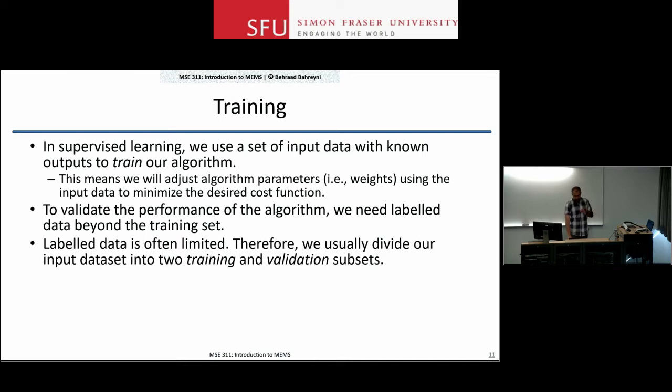So training, as we mentioned, is setting those weights. Because labeled data is often expensive, what you do is take whatever data you already have and divide it into two segments. You train your algorithm with a portion of that data and test your algorithm with the remaining data that your algorithm hasn't seen. We have a training data set and a validation data set. The validation is basically validating whether your algorithm is performing optimally or not.